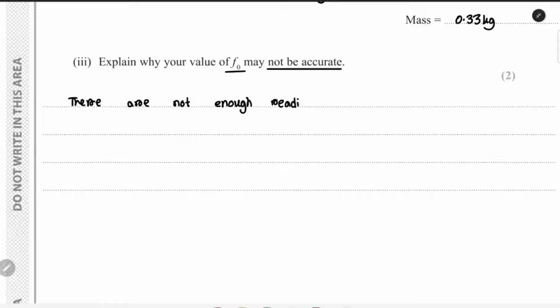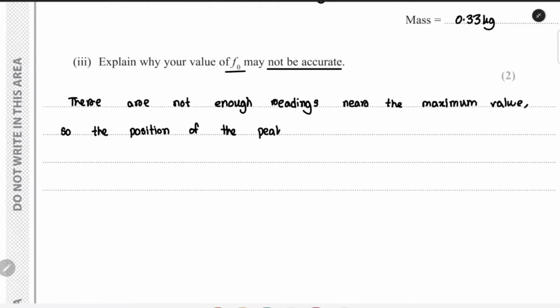So there are not enough readings around the peak or the maximum value, or between 1.4 hertz and 1.6 hertz. The position of the peak is uncertain. It could have been to the right or to the left. We don't know for certain.